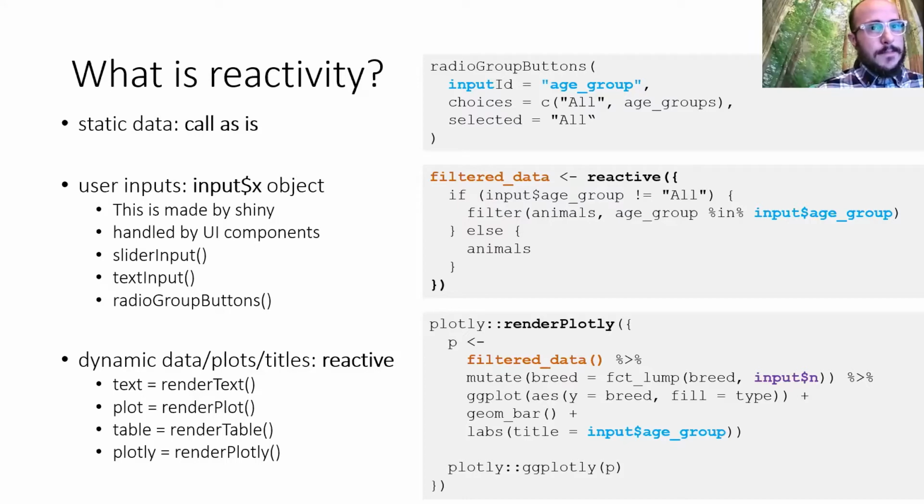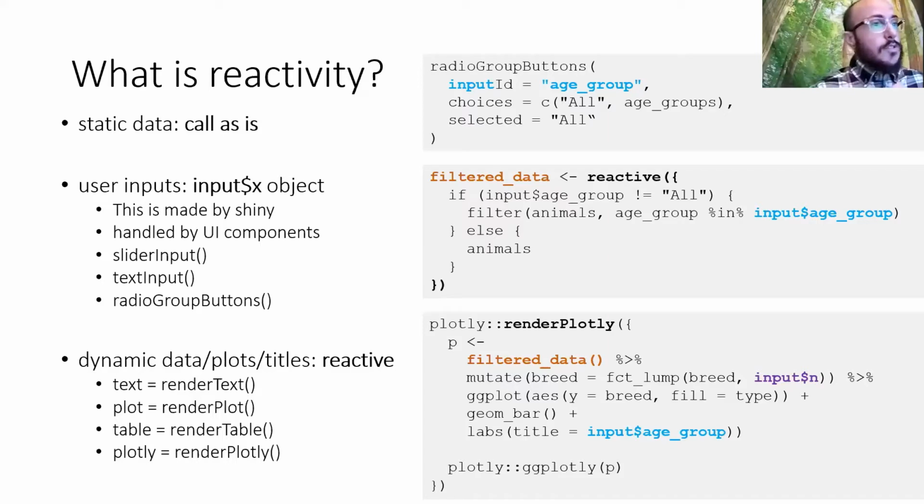Yeah, there's a question. In the example with the age group and n, why do we put the filtering with input age group in reactive, but then just directly use input n in the call to renderPlotly?